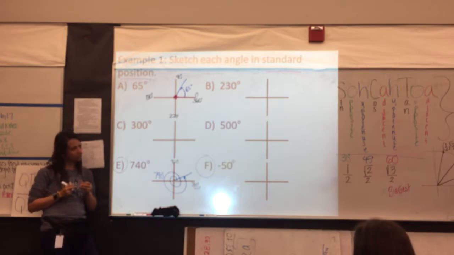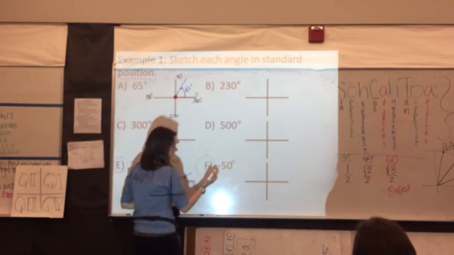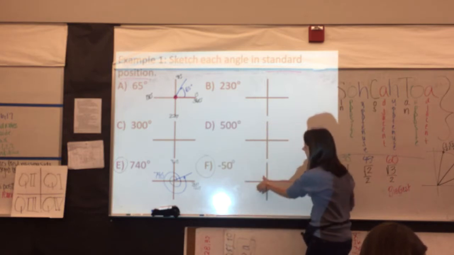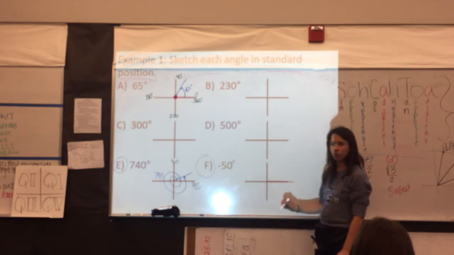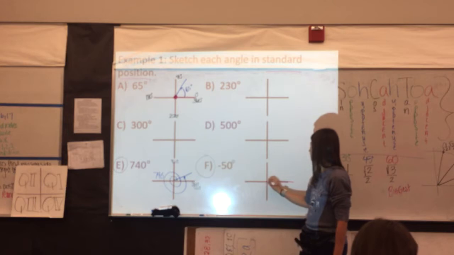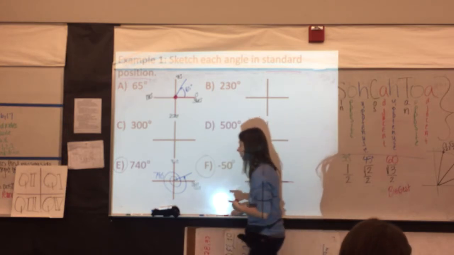Good. Now the negative. How do we do negative though? Anybody have a clue? Go the other way. Okay, I'm going to draw that initial side. It's always on the positive x-axis. I'm not going to mark you down if you did what I did and not mark it, as long as you know where you're starting. You can tell I'm starting there because the arc is there. And you said go the other way?